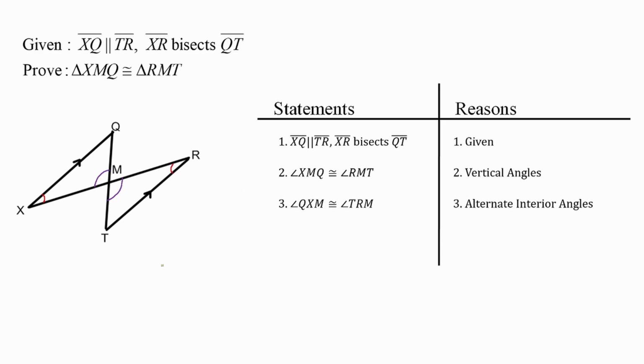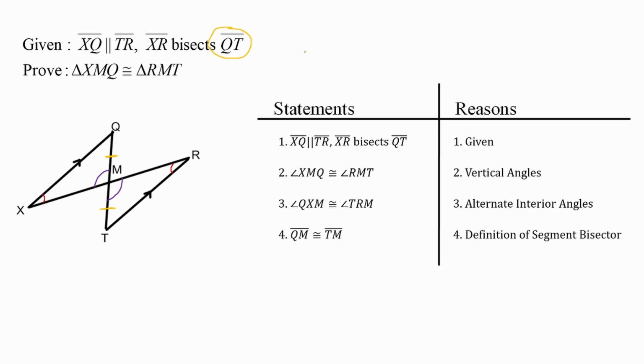And I have two angles, but I don't have my side length yet. So here, I know that XR is bisecting QT. So what that means is that QT is being split into two equal segments, QM and TM, or QM and MT. So again, the one that is being bisected, QT, is the one that gets split into two equal segments.